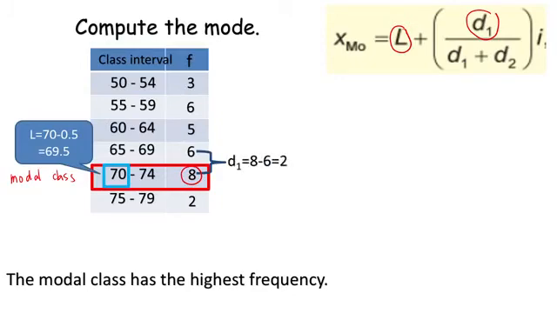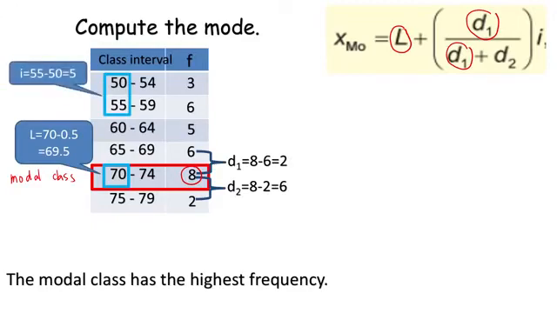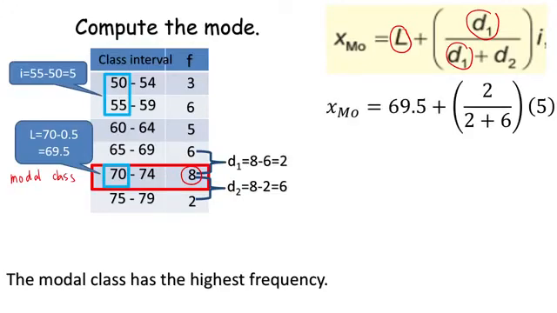So, okay, that's D sub 1. What about D sub 2? 6. How did you get 6? You subtracted 8 and 2. So, you'll have 6 there. And the class size is, subtracting 55 and 50, you'll get 5 for that. So, substituting everything now to our formula, you will have 69.5 plus 2 over 2 plus 6 times 5.